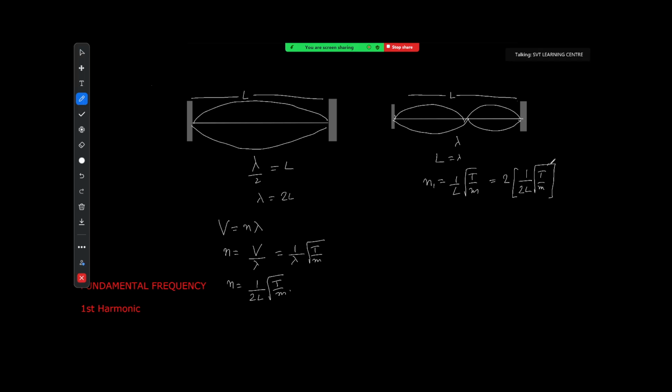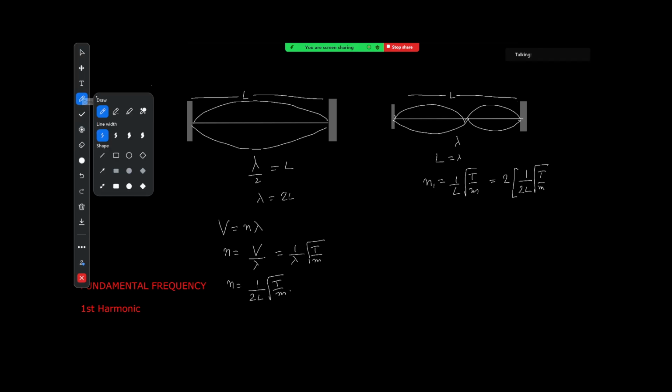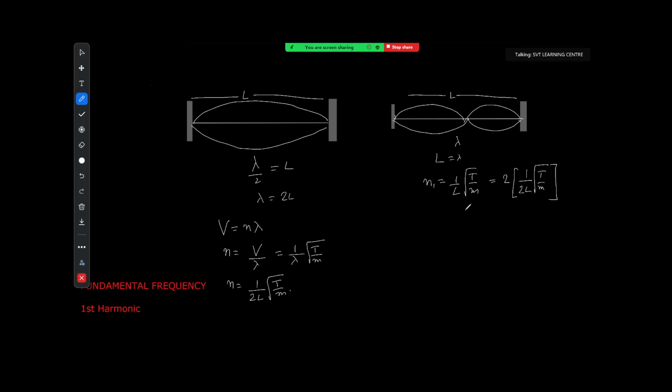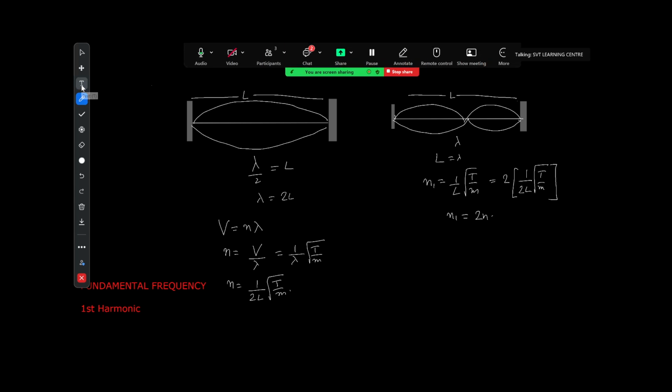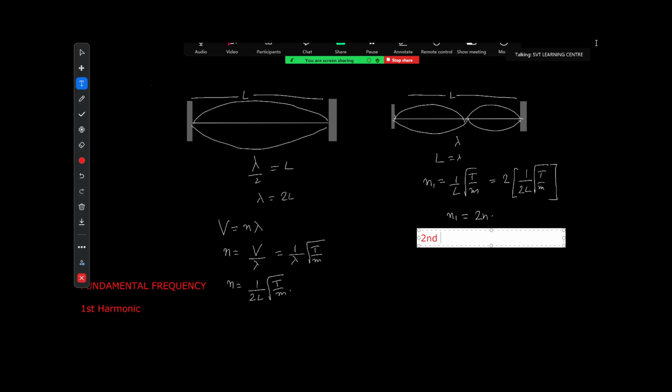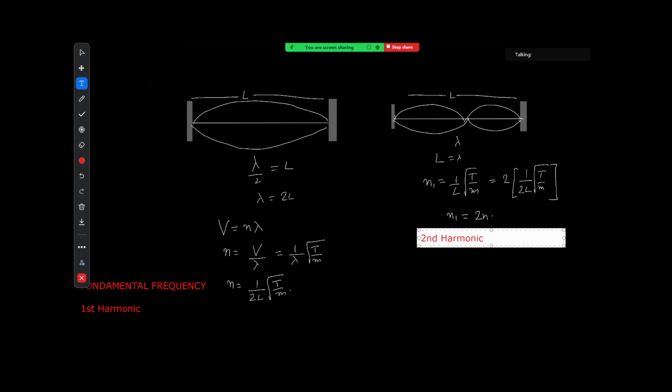Now notice the term in the square bracket over here. The term in the square bracket is nothing but N, correct? So we can say that N1 will be equal to 2 times N. Now N is called the first harmonic. N1 is called the second harmonic. Because it is the first change, it's also called the first overtone.